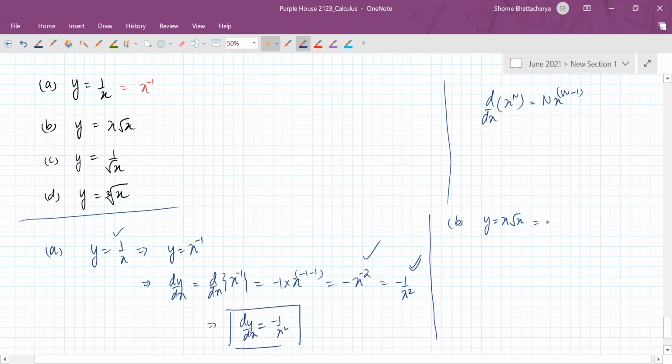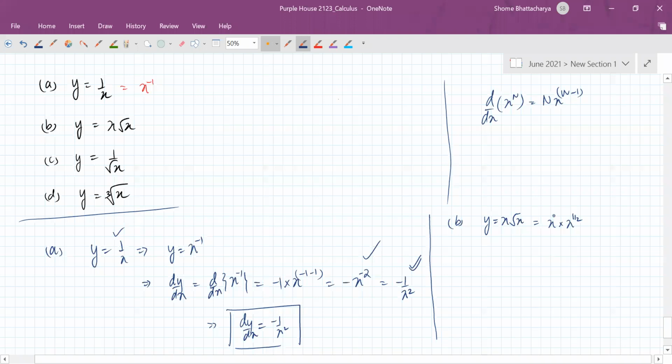So how can I write x root x? X into x to the power half. See what I'm doing? What is root x? Root x is x to the power half. Yes. So x into root x is the same thing as x into x to the power half.